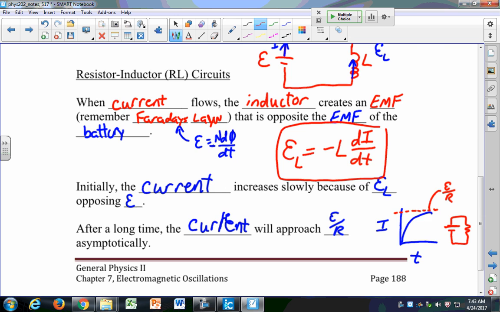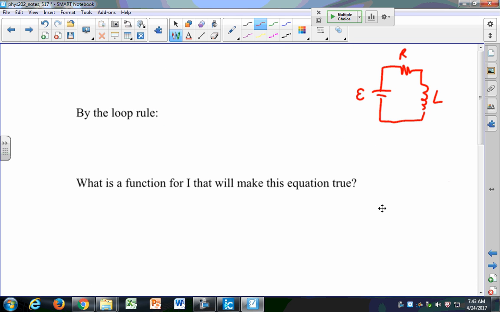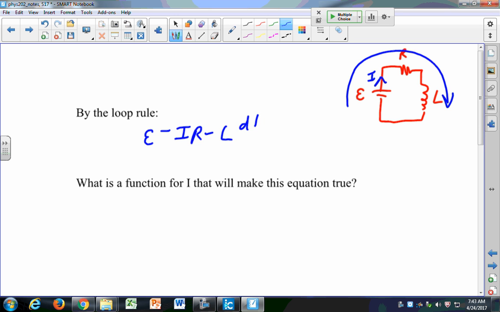All right, so if I go back, I can write then by the loop rule, let's say that I'm going around this loop, I have a current in this direction, and then let's go around in this direction in the loop, and I have E minus IR minus L di/dt. And this is all equal to 0. This is a differential equation.